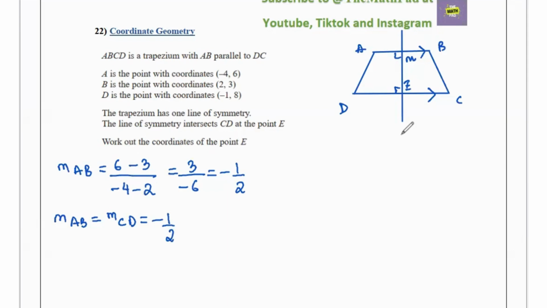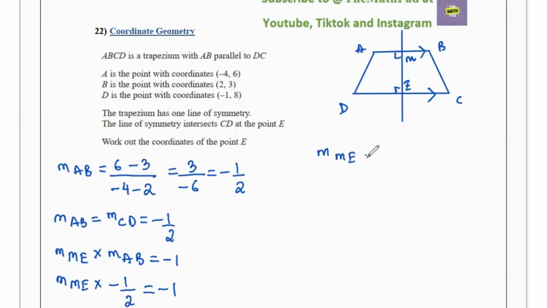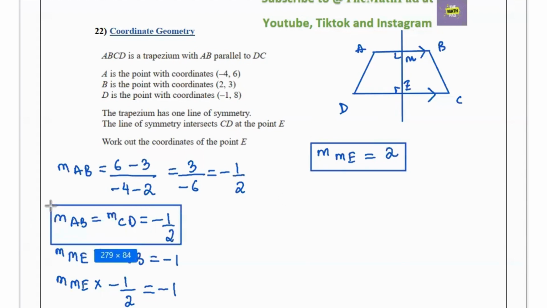Then if we look at the line of symmetry, that's perpendicular. So that means the gradient of ME times the gradient of AB is equal to negative 1. That is the condition for perpendicular lines: the product of the gradients always equals negative 1. So the gradient of line ME times negative 1 over 2 equals negative 1, which means the gradient of the line ME is going to equal positive 2. Let's highlight these.